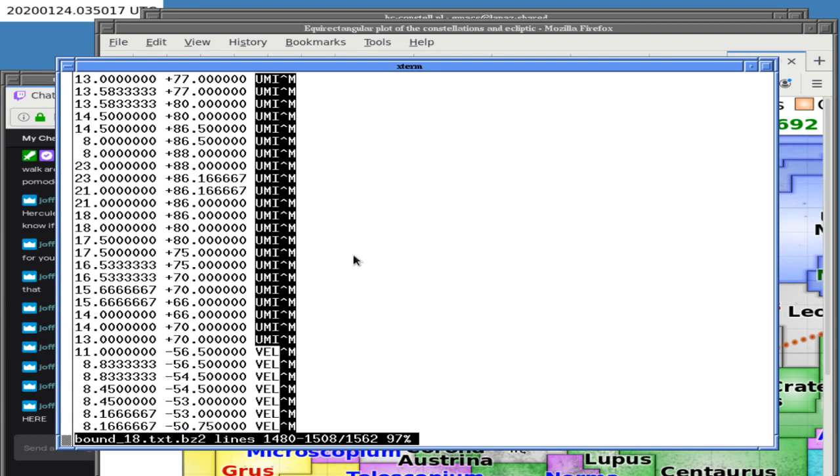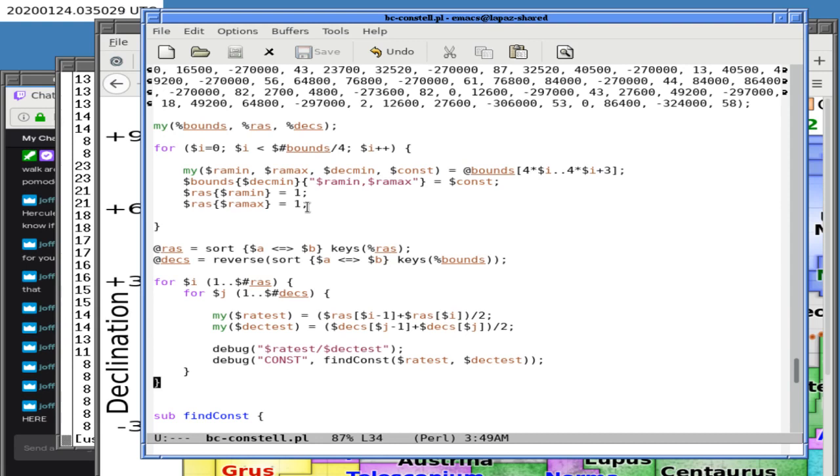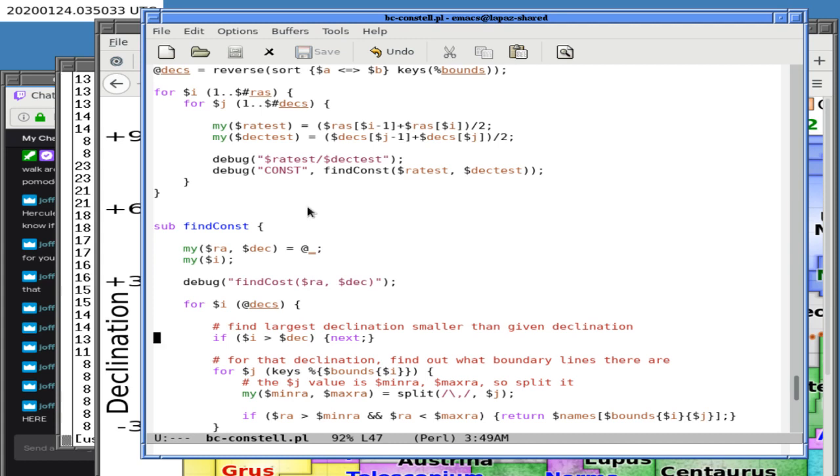Actually, let's take a look at the raw boundaries of UMI. Okay. Yeah, so the highest boundary line is 86.1667. So what is the problem here in find constellations? Okay. Hang on, this is probably wrong. Largest declination that is still smaller than the given declination. So this is, if I is too big, go next, but that's not really correct. This has to be, let's see. Yeah. So we need to actually look to see if the declination below it. Okay, so we've kind of gone backwards here.